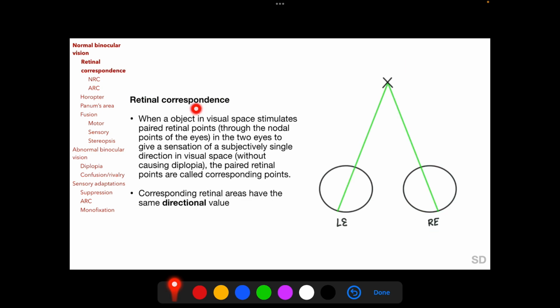Retinal correspondence is an important term to understand. When an object in the visual space stimulates paired retinal areas in the two eyes to give a sensation of a subjectively single direction in visual space without causing diplopia, the paired retinal points are called corresponding points. So corresponding retinal areas have the same directional value, and this is important to remember, that the corresponding retinal areas have the same subjective directional value.